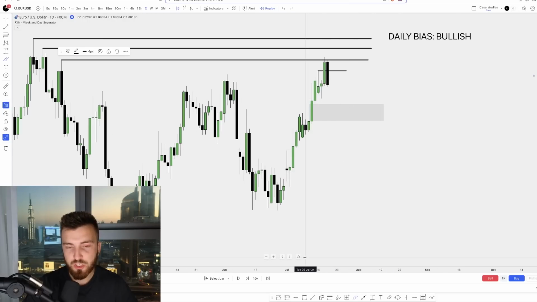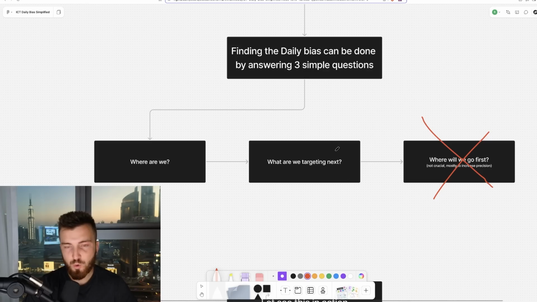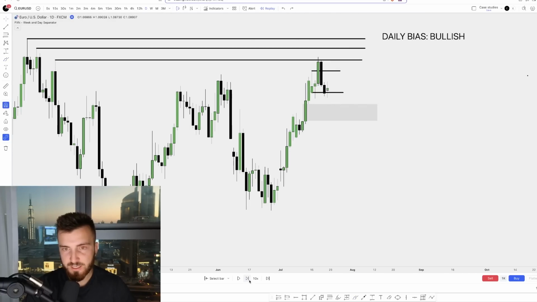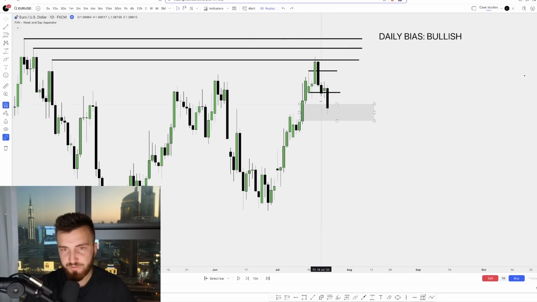So now we're starting to have a little bit of a shift. So now the question is, where are we right now? What are we targeting next? Well, we've just had a market shift right here on the daily. So what are we targeting next? We are targeting the fair value gap. So again, we start moving to the fair value gap after sweeping the previous day's highs.